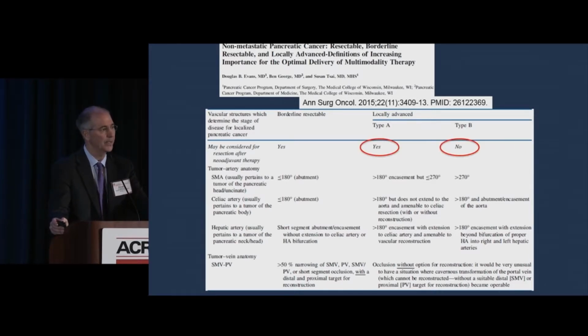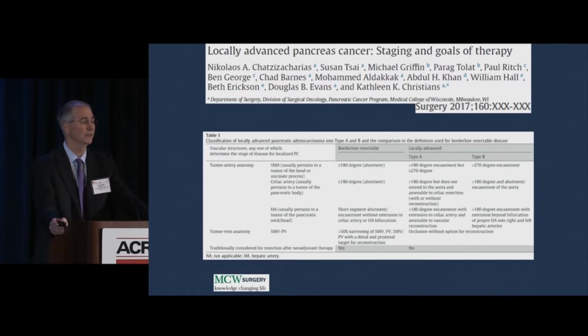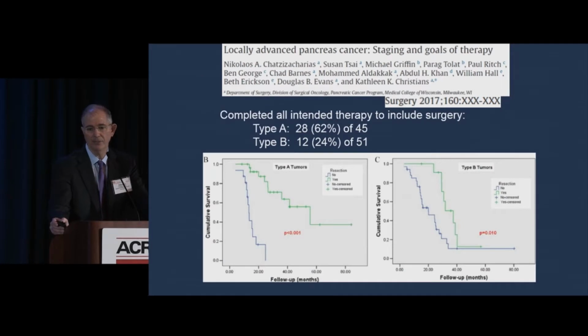As you can see, type A, surgery may be possible. Type B, it won't. We then retrospectively reviewed our experience with locally advanced patients, and son of a gun, it actually proved to be true. So our hypothesis tended to be correct based on the anatomy of the tumor and its relationship to adjacent blood vessels and what we could safely do in the operating room.